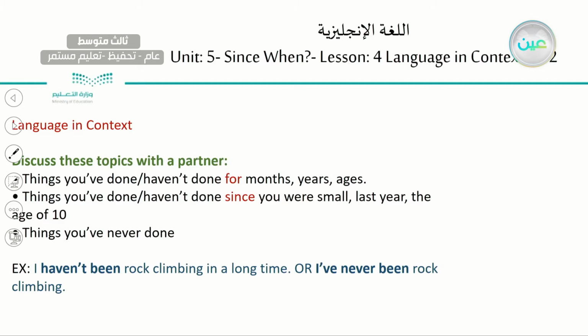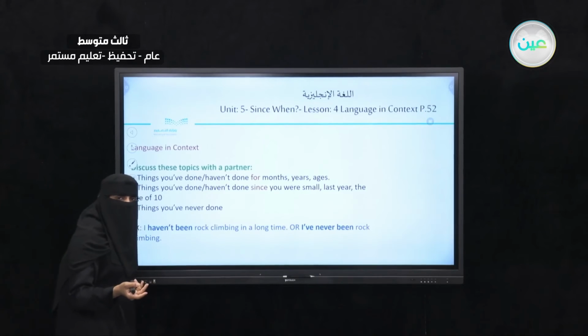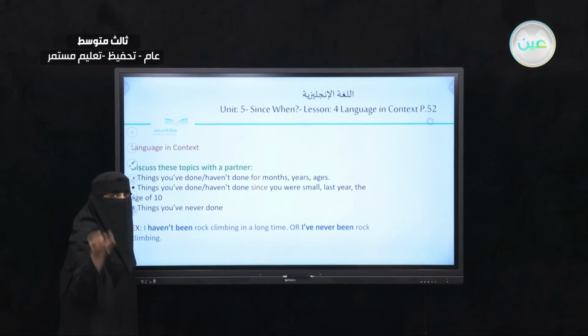Lessons. The first topic you will cover: things you have done or haven't done for months, for years, for ages. Tell me something you have or haven't done for years. I haven't played with my neighbors for years. Okay, this is something I used to do a long time ago.